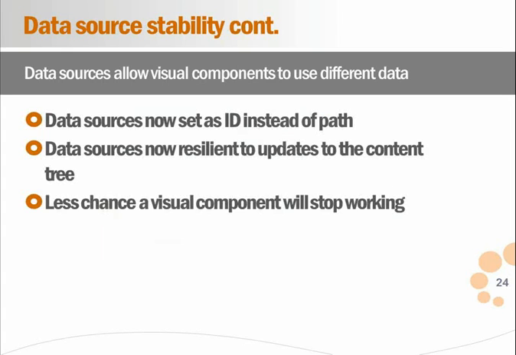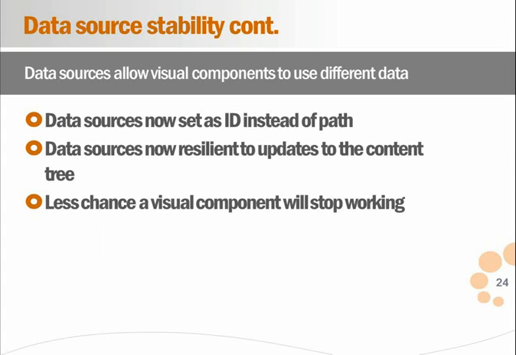In Sitecore 6.6, data sources were stored as paths. Now the problem with storing the data sources as paths was if that data source changed its name or changed where it was in the content tree, then your presentation component would break, because it's trying to find a piece of content that sits at a particular location in the content tree and it's not there. Its name changed or it moved.